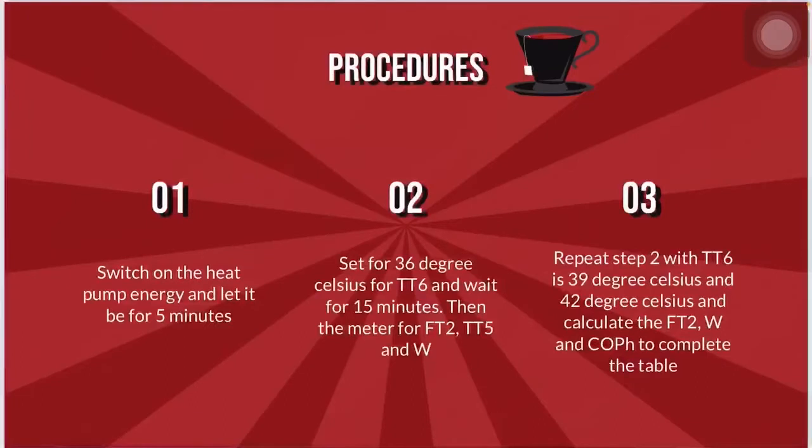And next, there are only 3 steps for the procedure of this experiment. Firstly, switch on the heat pump and let it run for 5 minutes. Secondly, set 36 degrees Celsius for TT6 and wait for 15 minutes. Then, read the meter for F22, TT5 and W. Lastly, repeat step 2 with TT6 at 39 degrees Celsius and 42 degrees Celsius, and calculate the F22, W and COPH to complete the table.